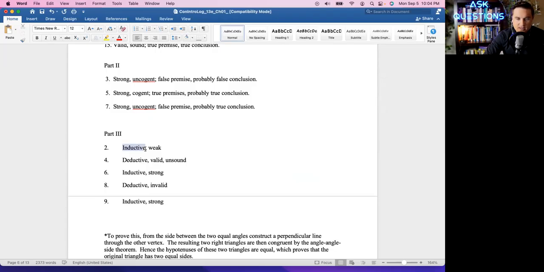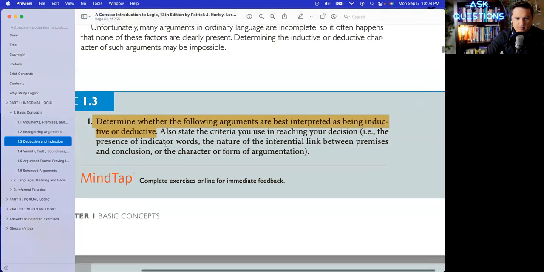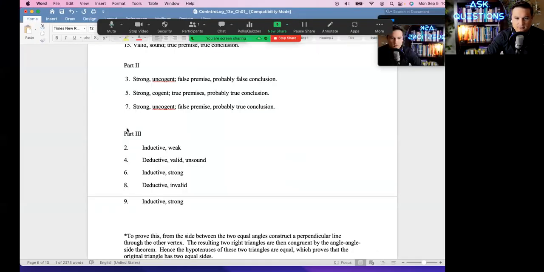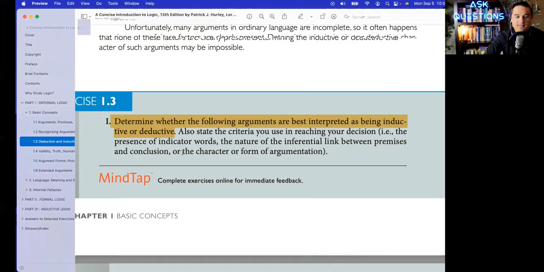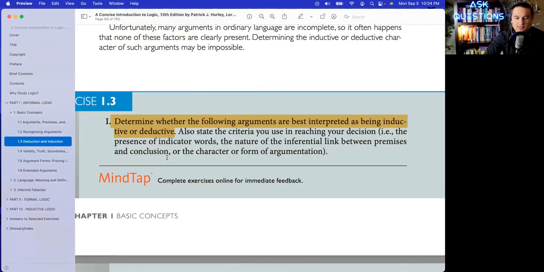So number 2 here, we're doing part 3. Got to make sure we get this right. 1, 3, 1. Here we go. 1, 3, 1. Yeah, so we're up here. So this is inductive. And if you want to categorize what kind of inductive argument, it's based on sign. Like there's literally a sign. That's what a plaque is. So you look around and you see signs and they give you information and you have evidence that whatever the sign says is probably true, but it's not guaranteed. Signs can be wrong. Okay, let's go on to some more.